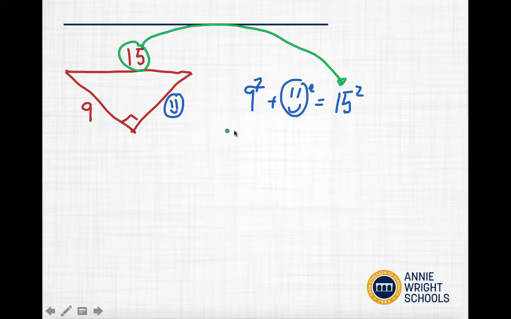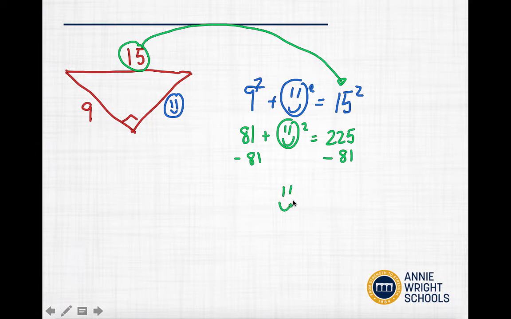At this point, it's just an algebra equation. Square 9 and you get 81. We don't know what smiley face is, so we just leave it as smiley face squared. Square 15 and get 225. We then subtract 81 from both sides. Subtract 81 from both sides. Get smiley face squared is equal to 144.